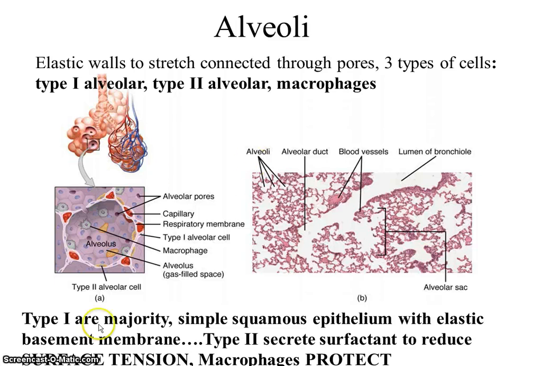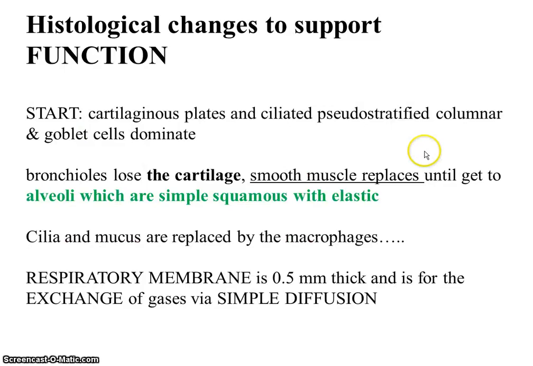All right, so I said again, type 1 are the majority here. They're simple squamous epithelium with some elastic in the basement membranes. This means they can expand and recoil. And this is going to be very important when we inhale and exhale. And then type 2 secretes surfactant, which will help reduce surface tension. And surface tension is a force that would actually collapse the alveoli. So if there's not enough surfactant, your alveoli will collapse when you exhale. And then macrophages protect. All right?